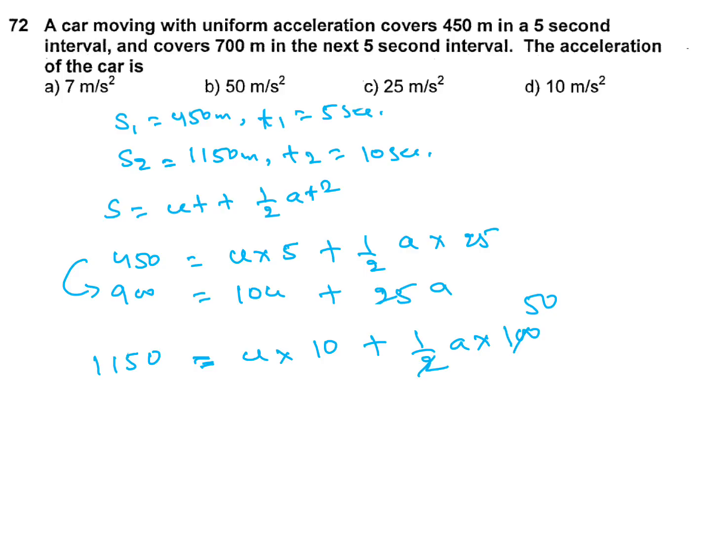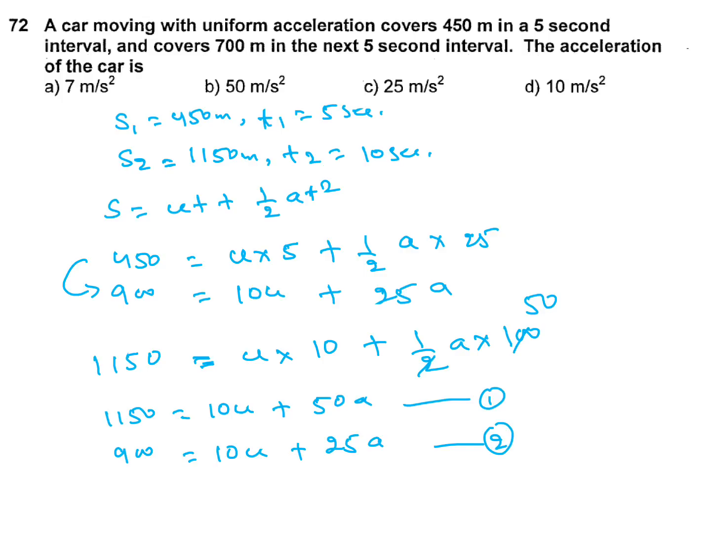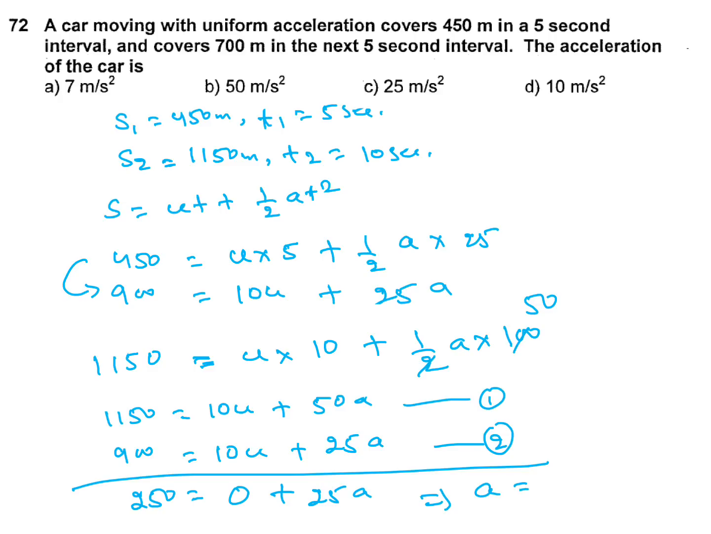So 1150 is 10u plus 50a, equation 1. Then equation 2, 900 is 10u plus 25a, equation 2. From equation 1 minus equation 2, you will get 250 equal to 10u cancel, it's 0, 25a. So a is 250 by 25, it's 10 meter per second square. From the options, D is our answer.